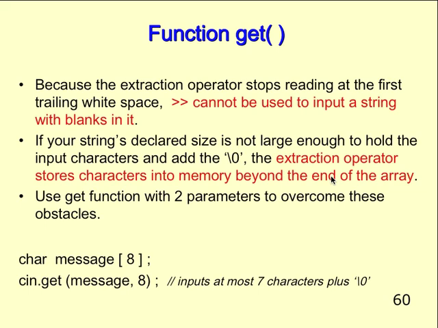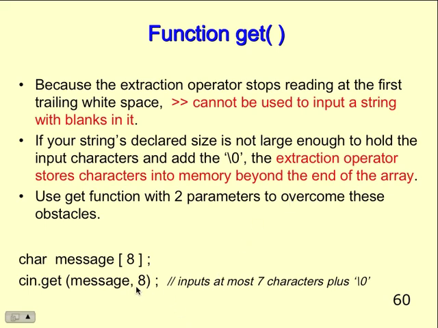Because you can very easily create a loop, and you said, this array has 5 integers in it, and add 10 integers through your loop. Which means you wrote into somebody else's memory space. Very unsafe operation, causes errors all the time, causes headaches for a lot of programmers. So use the get function with 2 parameters to overcome this obstacle.